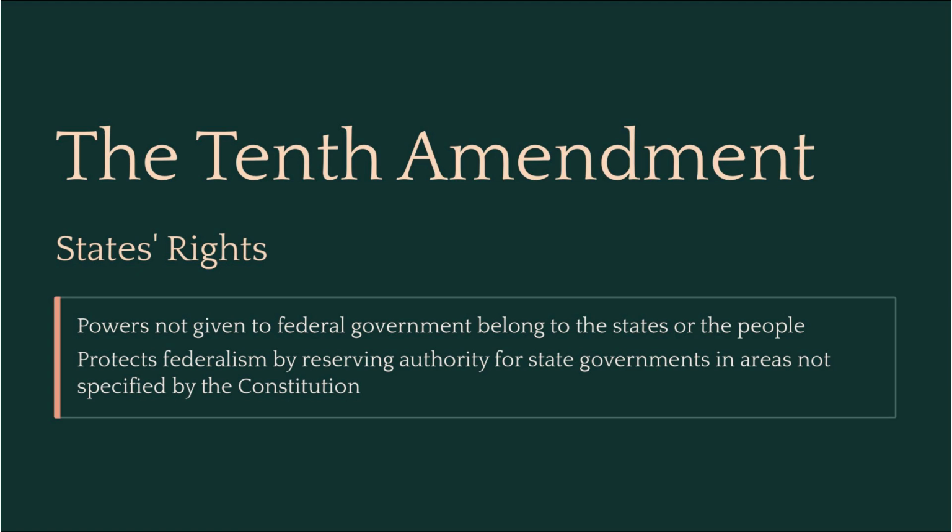This amendment is all about federalism and the states' rights debate. It's a simple rule. If the Constitution didn't give a specific power to the federal government, like running elections, and it didn't ban the states from doing it, then that power is reserved for the states, or for the people themselves. This is why states are in charge of things like education, driver's licenses, and marriage laws.